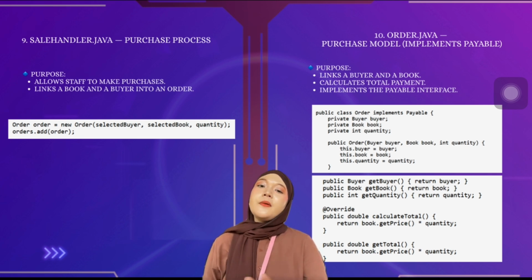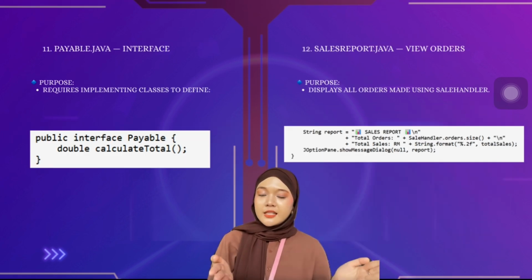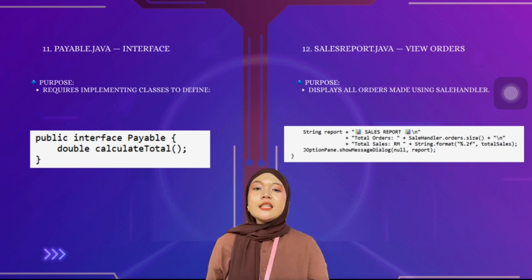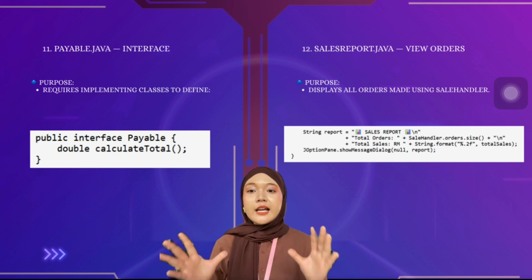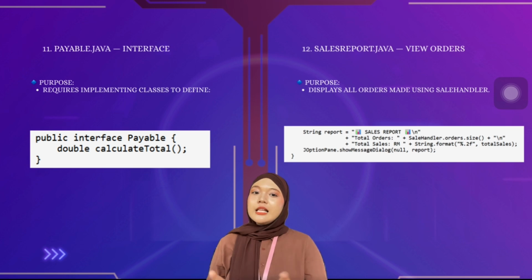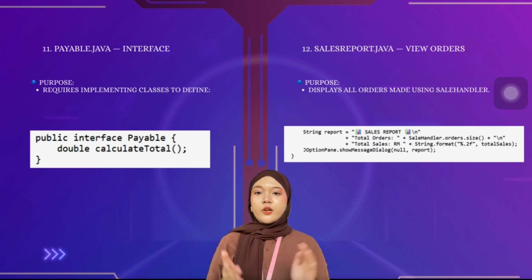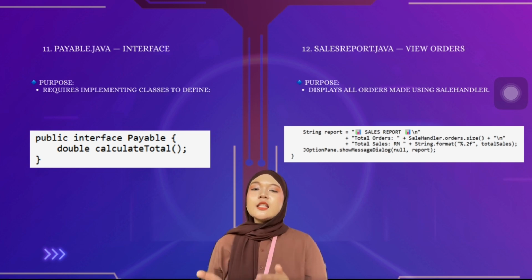Number 11, Payable.java. The interface. The purpose is to require implementing classes to define the calculation. Lastly, number 12, SalesReport. It views orders for the sales report. The purpose is to display all the orders made using SellHandler.